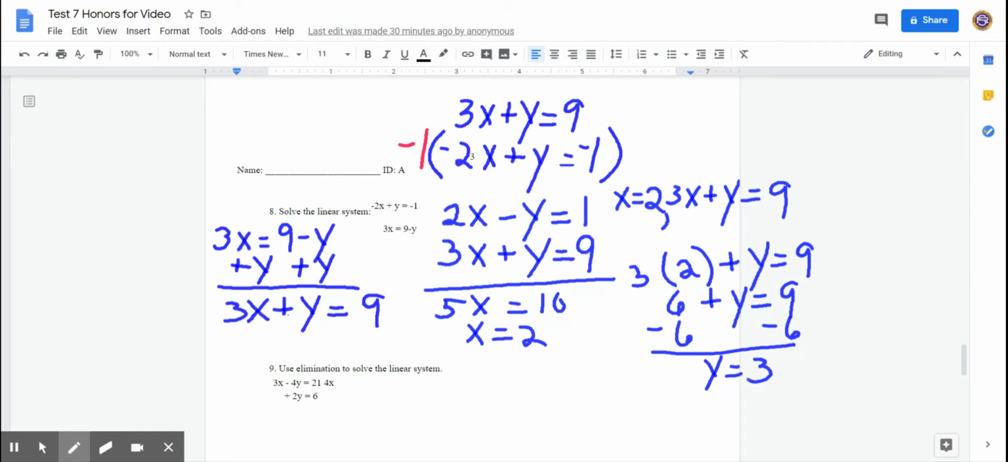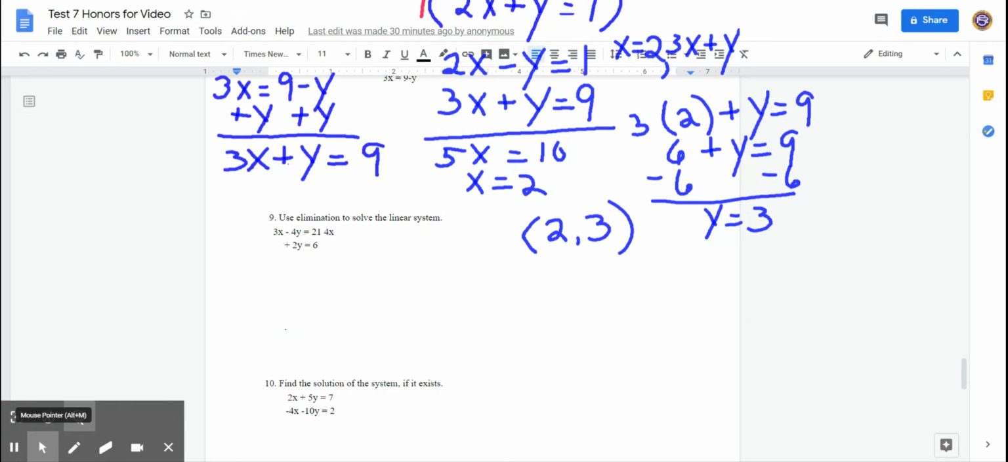So what is my ordered pair? (2, 3). I'm going to quickly check it, so I'm going to go up to my original problem. If I put 2 in for x and 3 in for y, I'm going to get negative 4 plus 3 is negative 1. That's true. If I put 2 in for x, I get 6 equals 9 minus 3. 6 equals 6. Also true. So I know (2, 3) is the right answer.